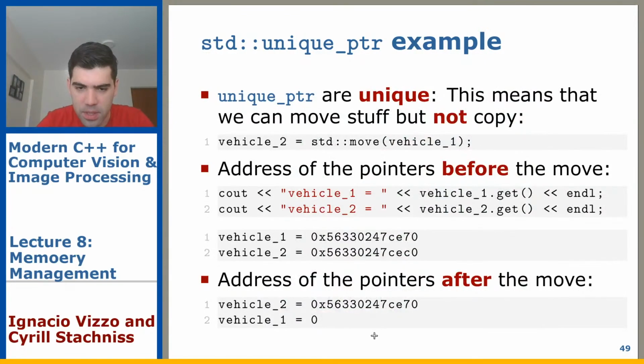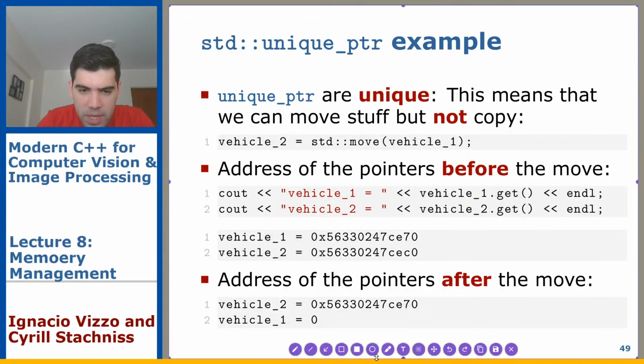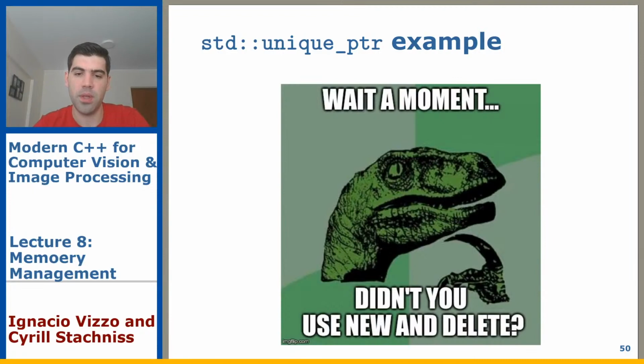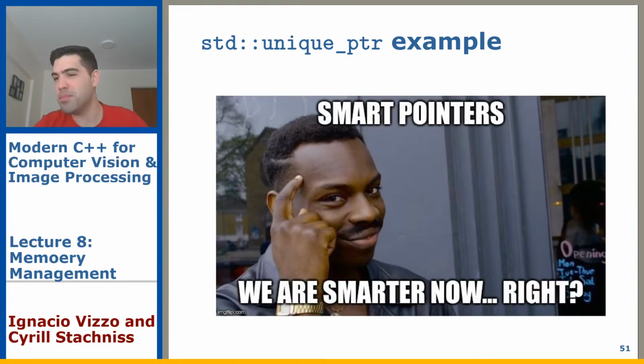And actually, let's check. Yeah, so first it was 70, and now vehicle2 points to what vehicle1 pointed to, because here we took ownership of vehicle1's unique pointer. And then wait a moment, you didn't use new and delete. No, that's the idea that unique pointers are smart, right? So you do this, but inside the unique pointer class, so you don't worry about new and delete.